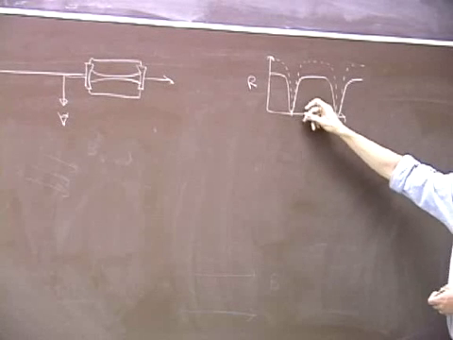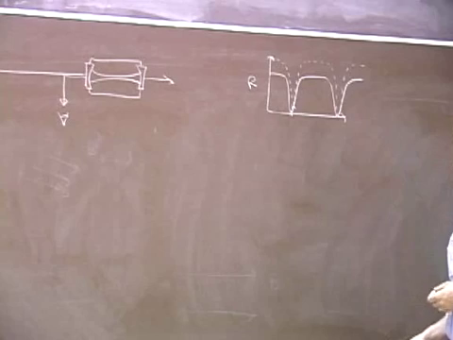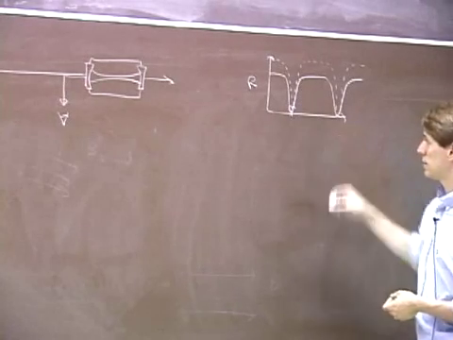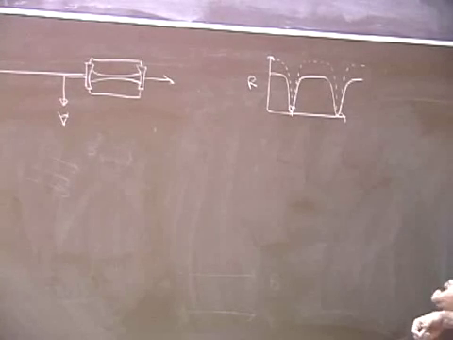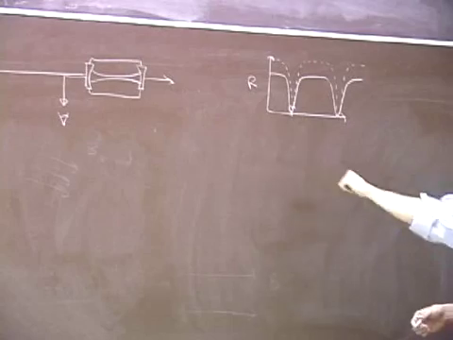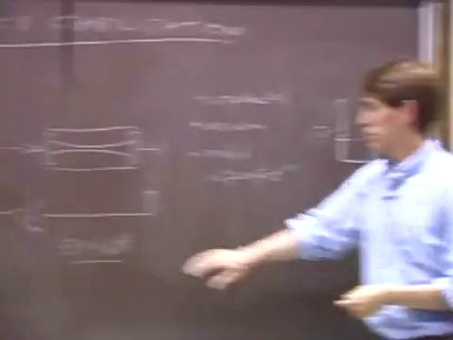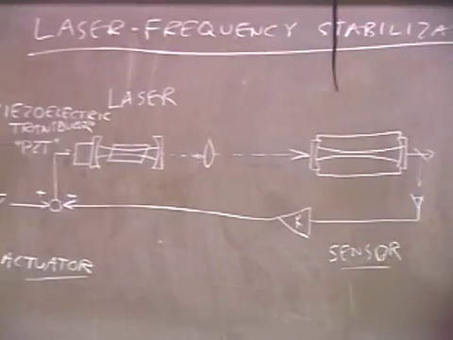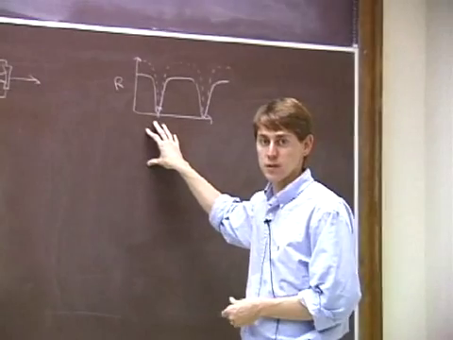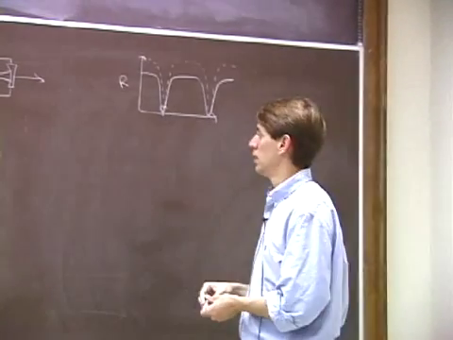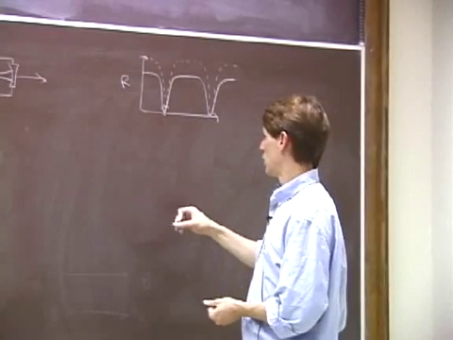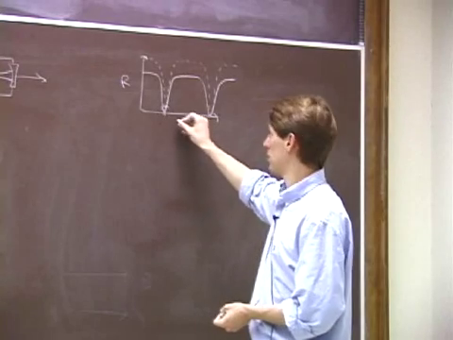So if the frequency goes up, the intensity goes up. If the frequency goes down, the intensity goes up. So there's no sign here that can tell the system, using this kind of naive feedback circuit, naive sensing system, which way it has to push the frequency to bring it back on resonance. So what we're going to do is we're going to modulate the laser frequency.